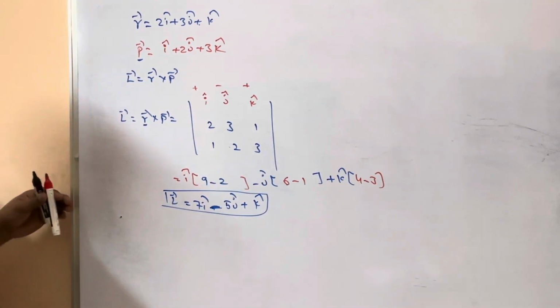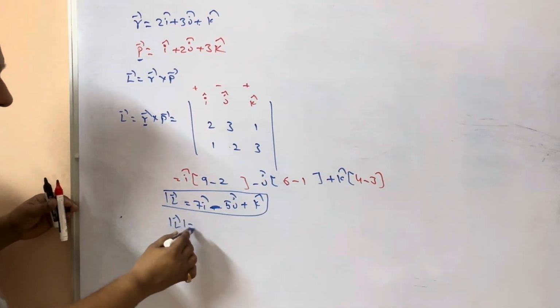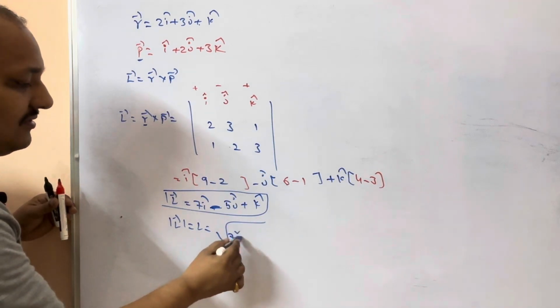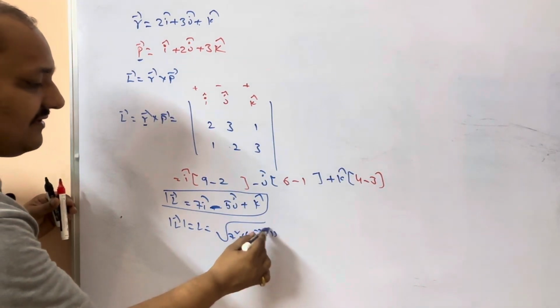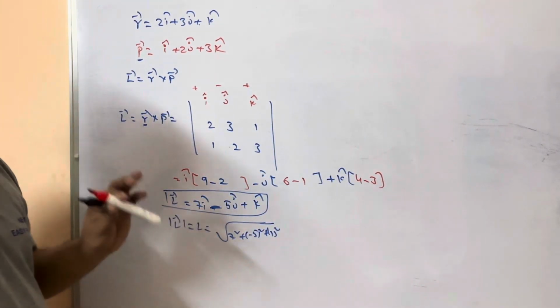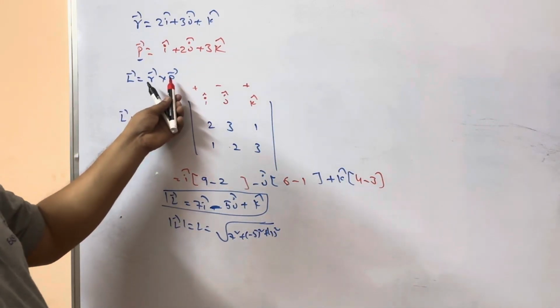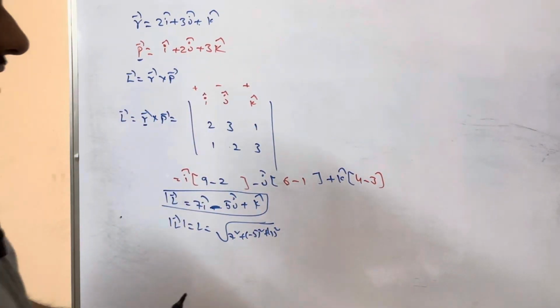If they ask for the magnitude, what can we do? Root of 7 square plus 5 square plus 1 square, you are going to do. Same like this, if they ask for force, we will do like this.